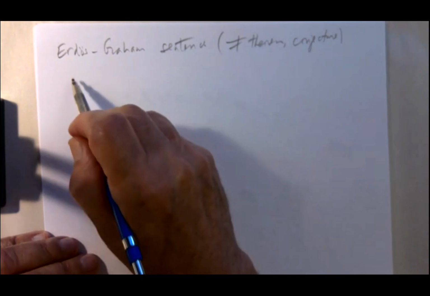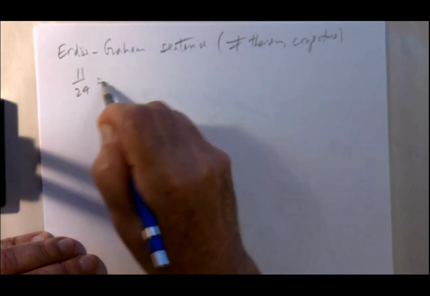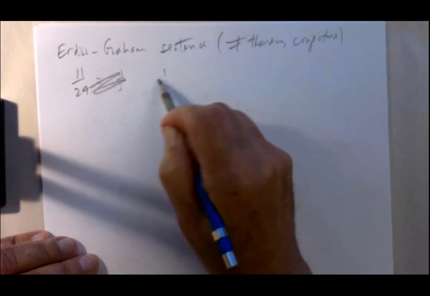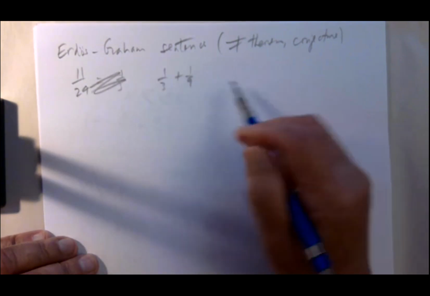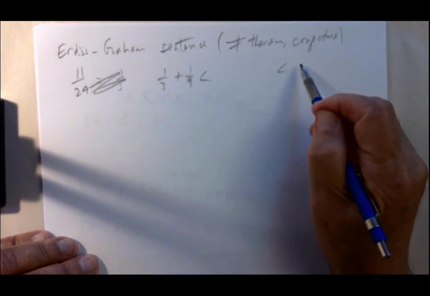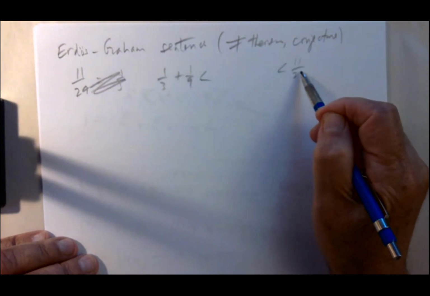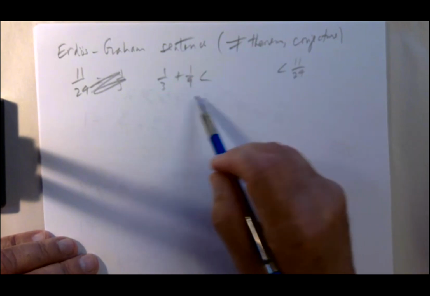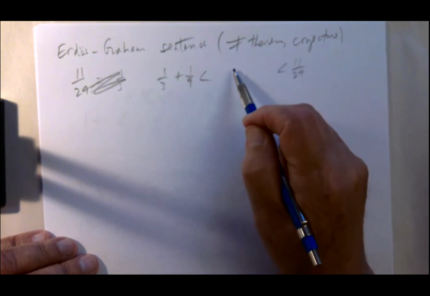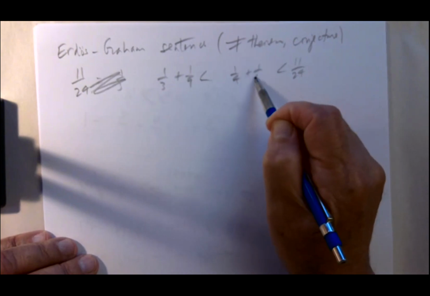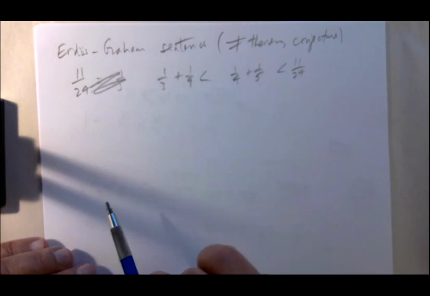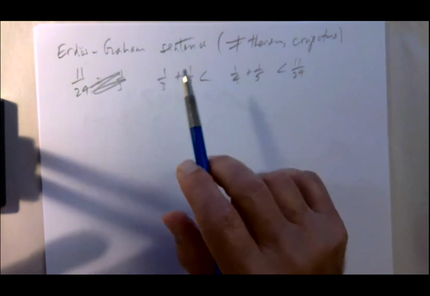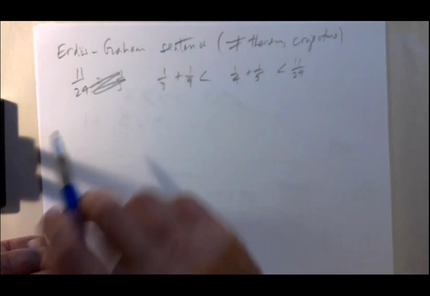They knew that, for example, for 11 over 24, a third plus a ninth, the greedy algorithm applied twice, gives you these two terms for 11 over 24. But they knew that 1/4 plus 1/5 is better. So just the greedy algorithm doesn't work.